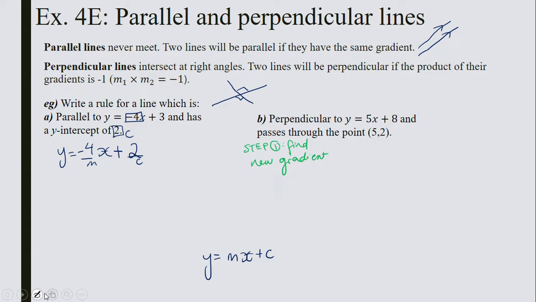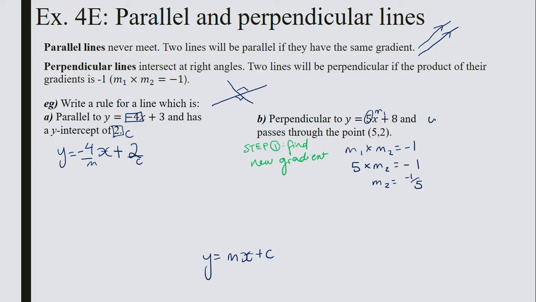So we've been given a rule. M1, so the first gradient, times M2, the second gradient, equals negative 1. Okay. So this here is going to be our M1. Okay, so M1 times M2 equals negative 1. We'll substitute in this 5 times M2, not M squared, M2, the second M, equals negative 1. If we rearrange that, we get the second gradient, which is the one that we're looking for, is negative 1/5.